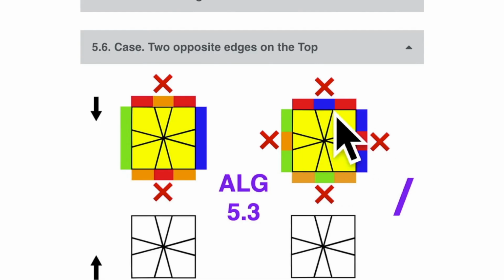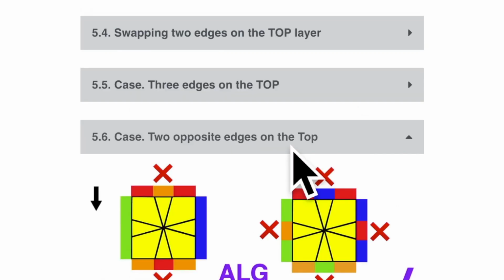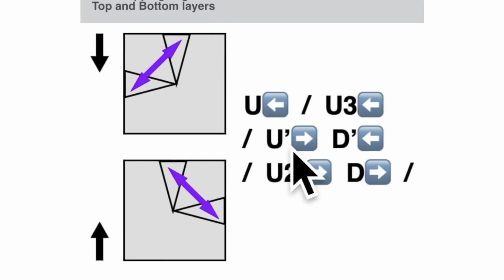And in this situation, we can see that here the blue edge is on the red side, and here the red edge is on the blue side. This means we need to swap these two edges. And here, the orange edge is on the green side, and the green edge is on the orange side. So, we can see that these two edges also need to be swapped. But we have an algorithm that allows us to swap two edges on the top layer and two edges on the bottom layer.